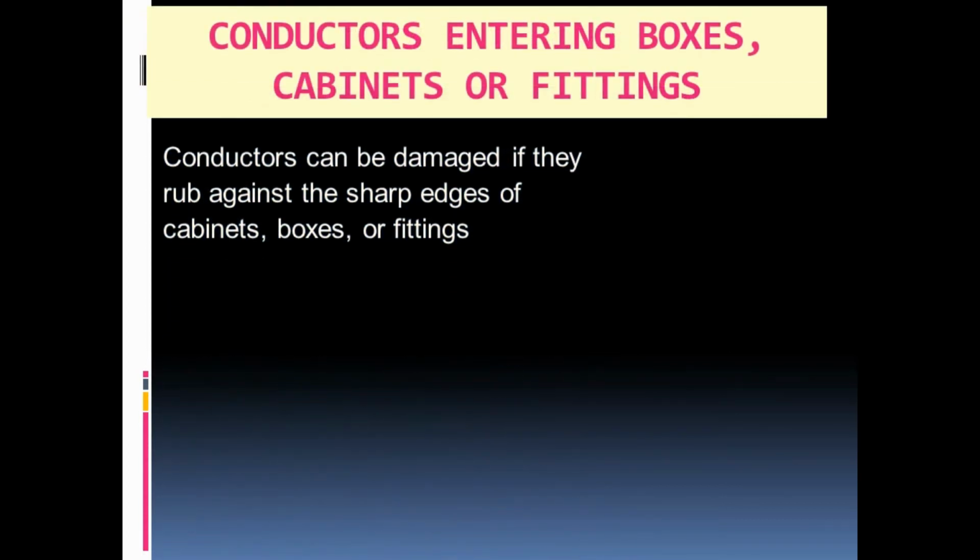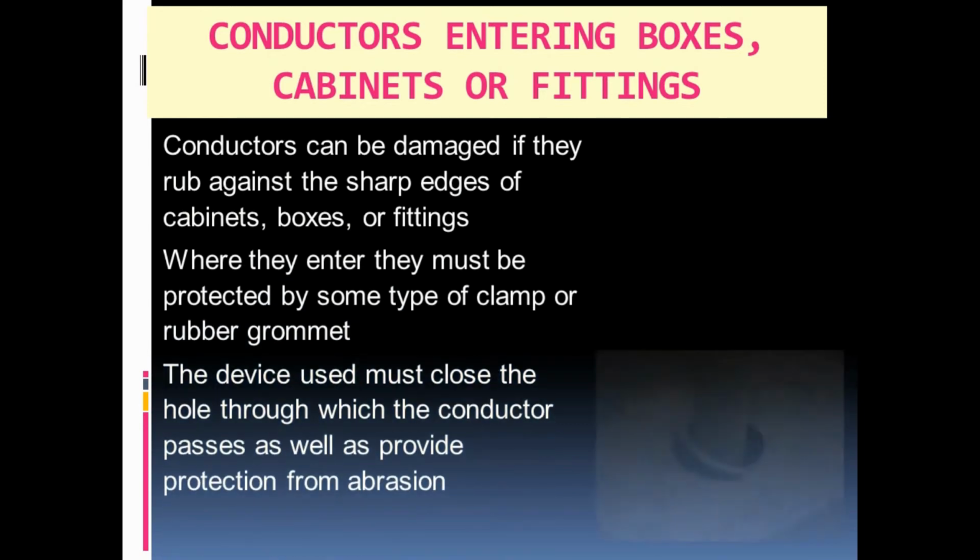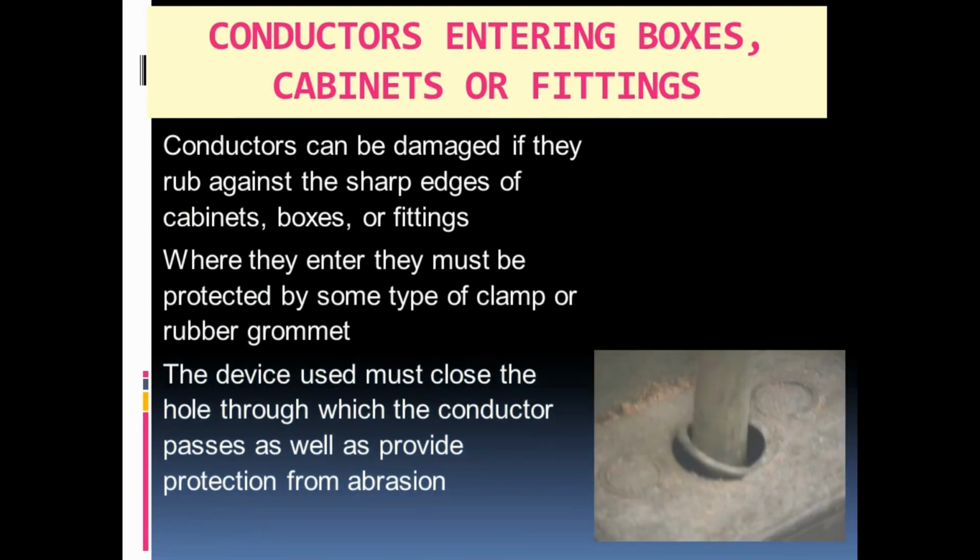Conductors entering boxes, cabinets, or fittings. Conductors can be damaged if they rub against the sharp edge of cabinets, boxes, or fittings. Where they enter, they must be protected by some type of bushing or rubber grommet. The device used must close the hole through which the conductor passes, as well as provide protection from abrasion.